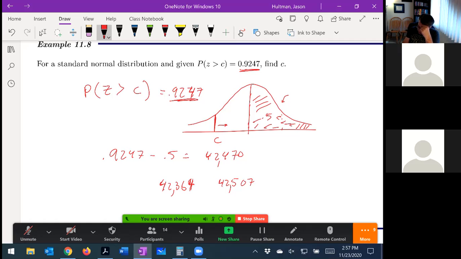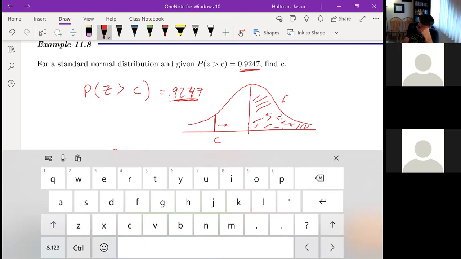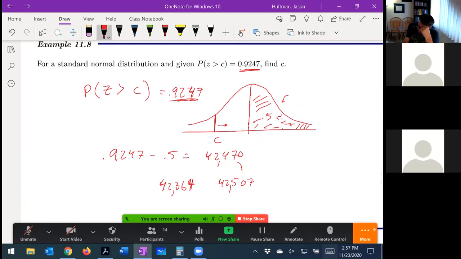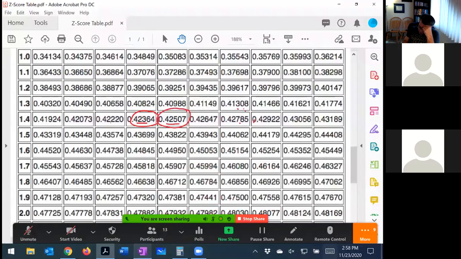Okay, it looks like this thing is only about 37 units away, whereas this thing is more than that. It's like 106 units away. So I'm going to go with this one here, which is the 0.42507. So now I'm going to go back to the table and say, well, what was 0.42507?